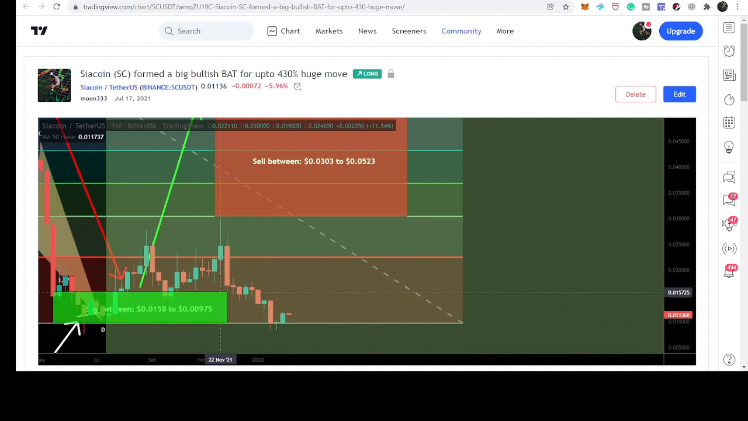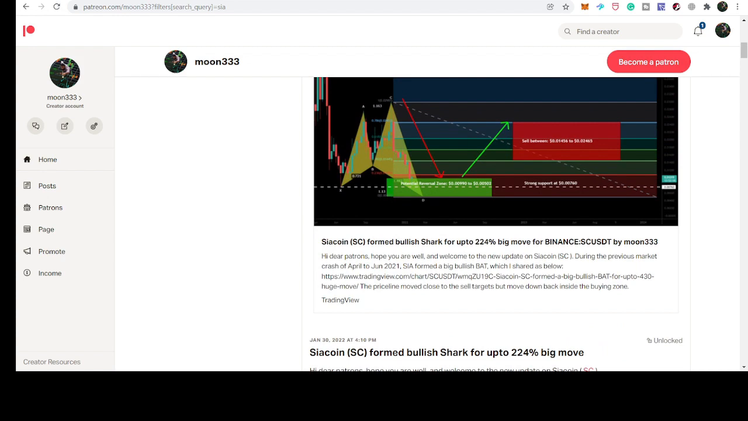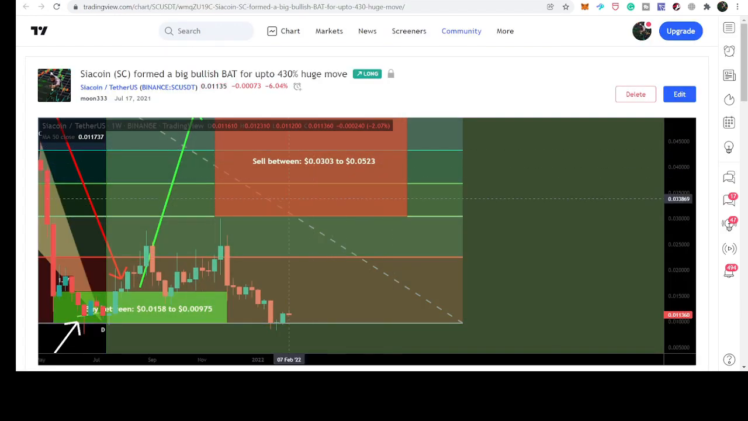So this move is still due, but during this move, Siacoin has formed another bullish harmonic reversal shark move that is smaller than the previous one. But I'm expecting that once the price line starts the reversal move from the potential reversal zone of this shark, then it will also hit the targets of this bigger pattern that is a bullish bat pattern.